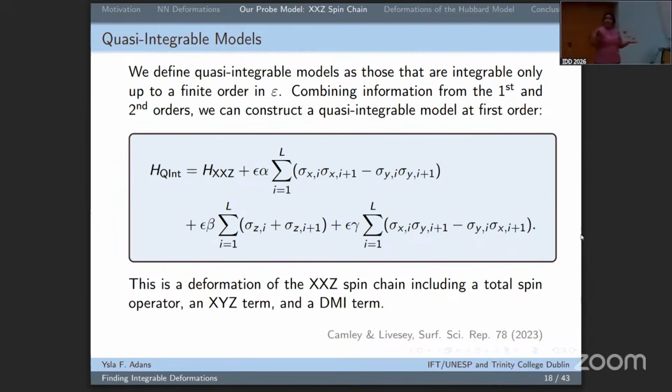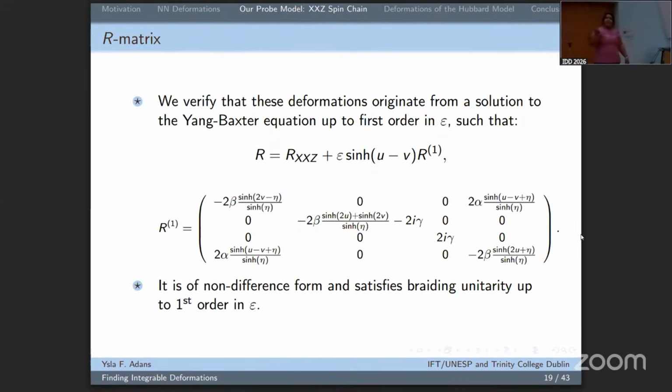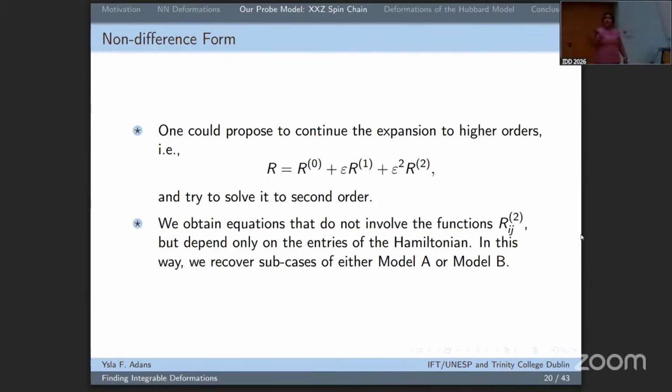So in an integrability framework, we could test this by trying to find some R matrix correction that works for this quasi-integrable model, and we have found this correction here for the R matrix. As you can see, it's of non-difference form in these beta terms. It also satisfies braiding unitarity, but the nice thing is that it only respects Yang-Baxter up to first order. You can try whatever you want to add at second order and plug it back into the Yang-Baxter equation, but you won't find a solution.